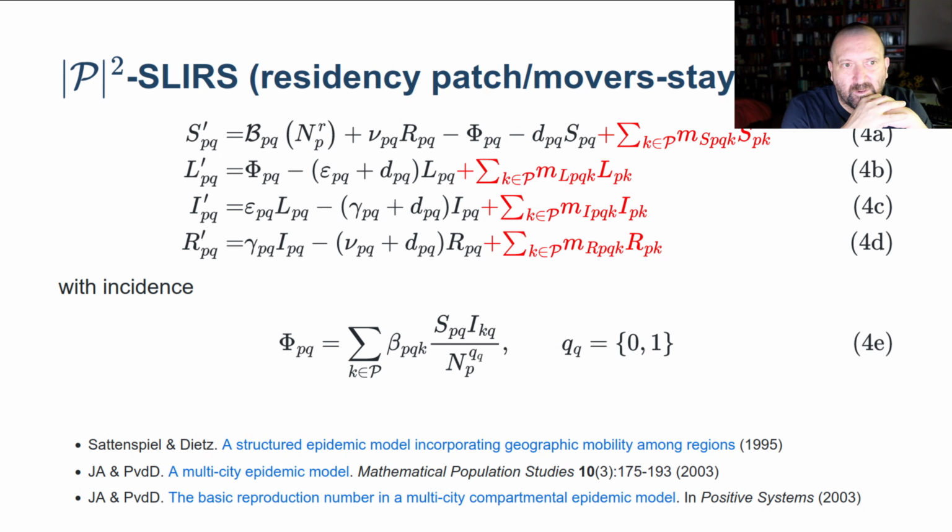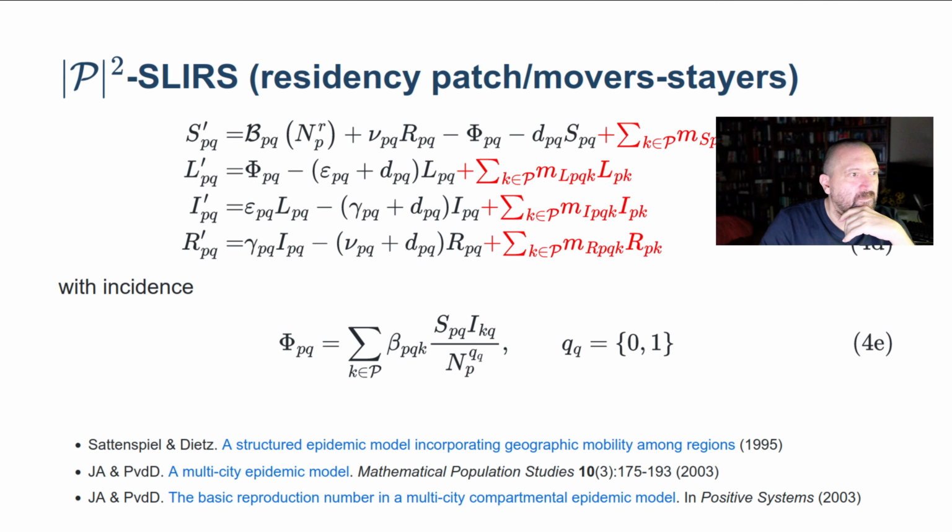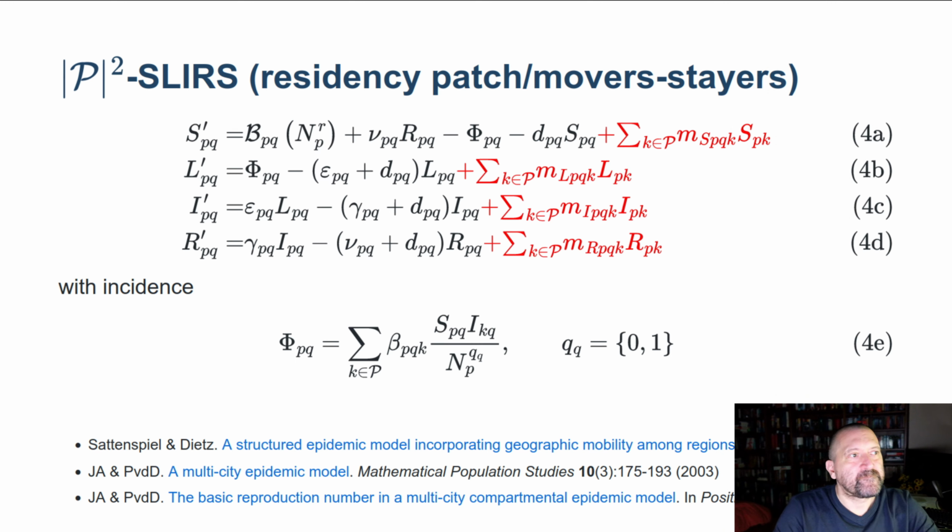Another type of model that I'll show you here is one with what are called movers, stayers, or residency patch models. Movers, stayers, or residency patch. The idea here is a bit different, and this leads to models that are quite distinct from the ones we've seen before. The idea is that you want to keep track of where individuals come from.